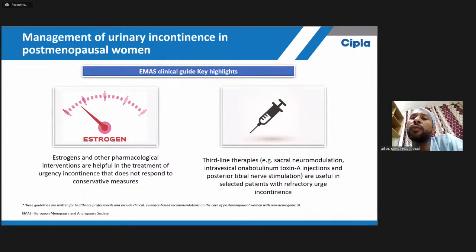And third line therapies like sacral nerve modulation, intravesical onabotulinum toxin, or tibial nerve stimulation are helpful in a selected group of patients, just like patients suffering from idiopathic overactive bladder or neurogenic overactive bladder. So in those patients, this interventional therapy is useful. Otherwise, it should not be given as a first line modality for the management of overactive symptoms. Next.